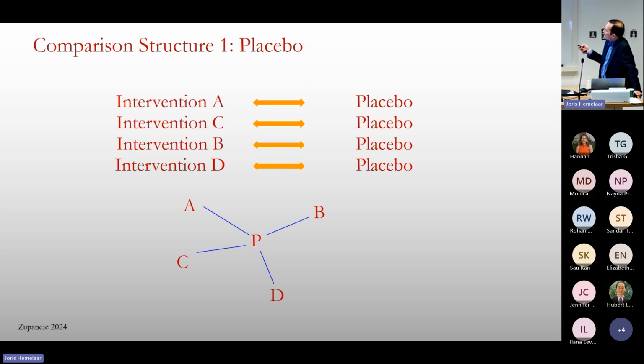So consider that we have a number of interventions, and each of them is compared to placebo. P is placebo. These are all the different interventions. Each of these lines or edges is a comparison between an intervention and another intervention. And with placebo-controlled studies, we get essentially this star topology that you see here.